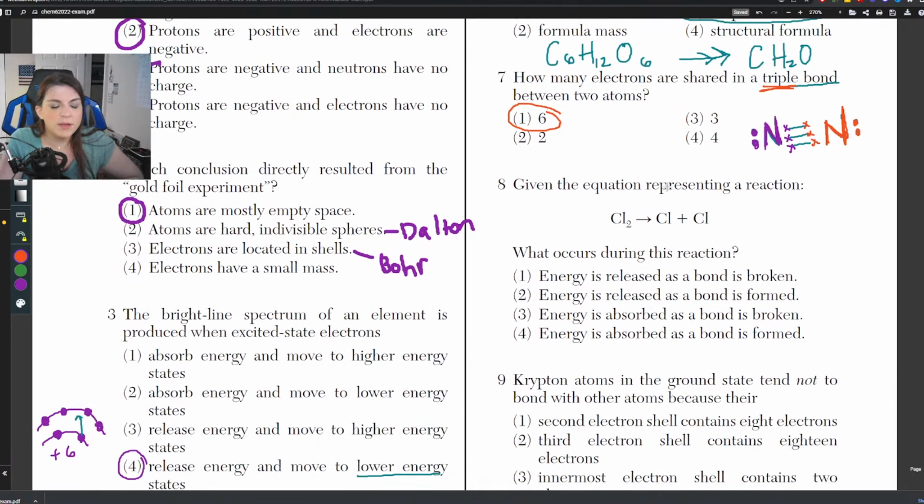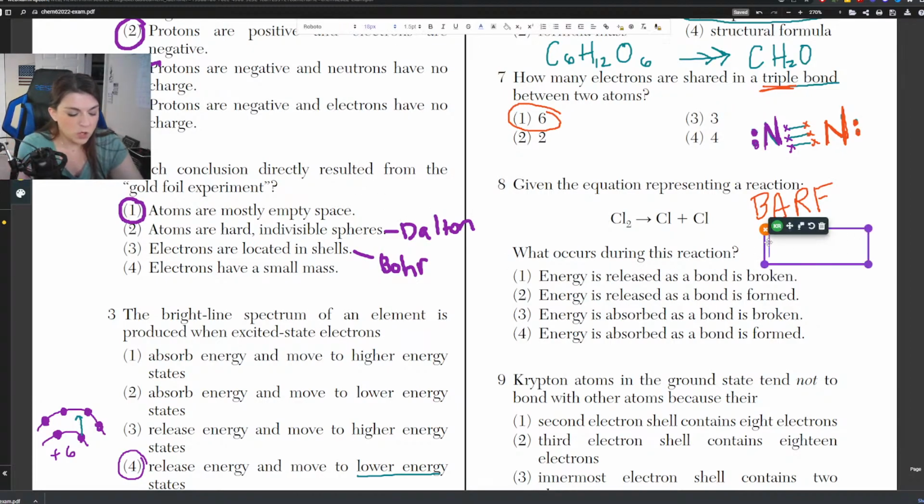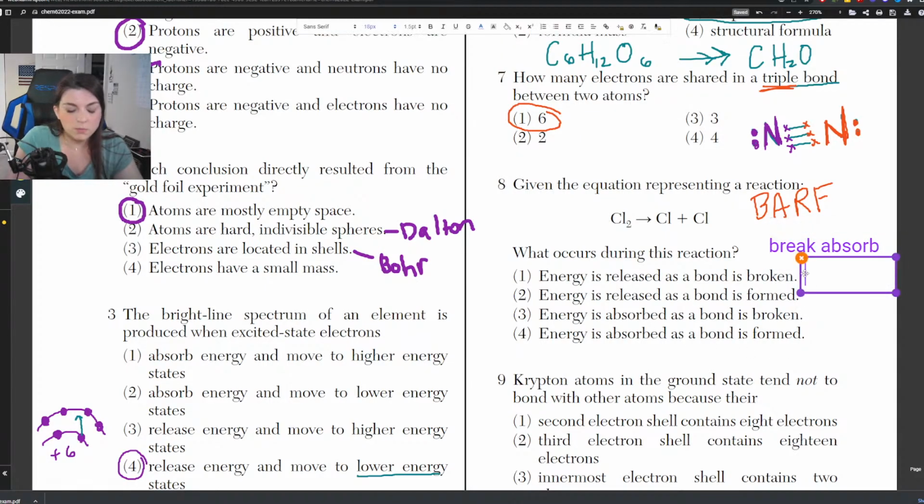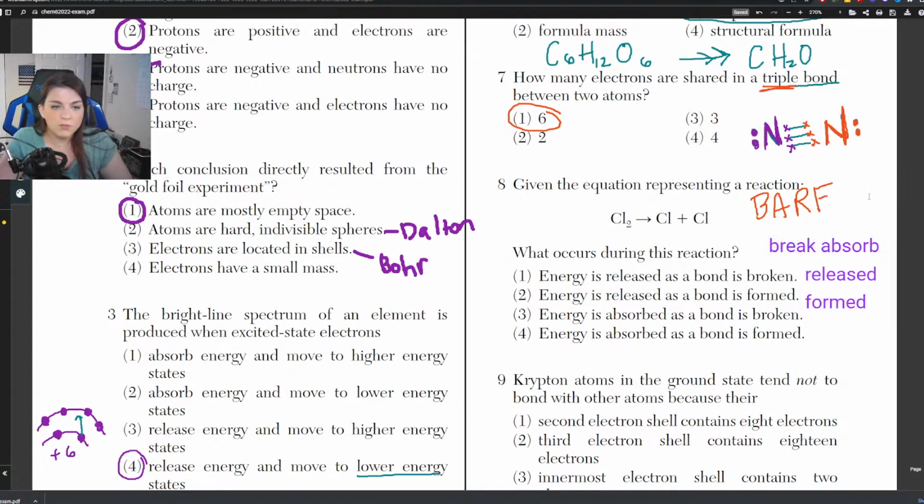Number 8 is one of my favorite questions because it's just an acronym. This is BARF. And I'm sorry if that upset you, but that is the best way to remember this. BARF. When bonds are broken, energy has to be absorbed. We'll just say absorbed for the sake of space. And then energy is released when bonds are formed. So that's BARF.